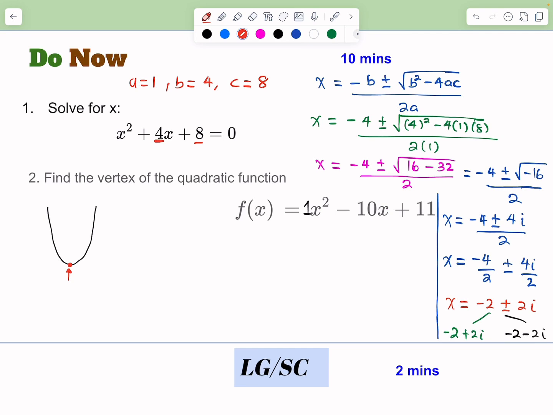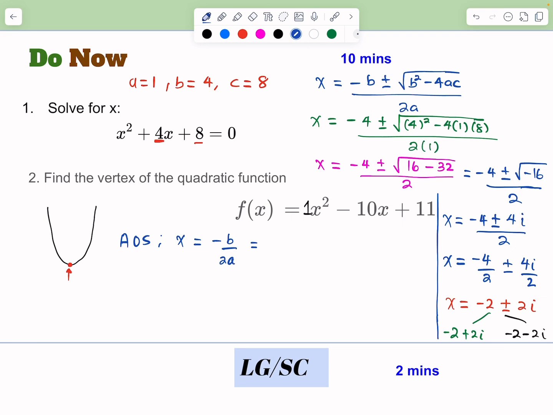You either graph this and look at the point on the graph, or you could calculate this yourself. The first thing you want to do if you wanted to calculate this is find what is called the axis of symmetry. So what is the formula for the axis of symmetry?